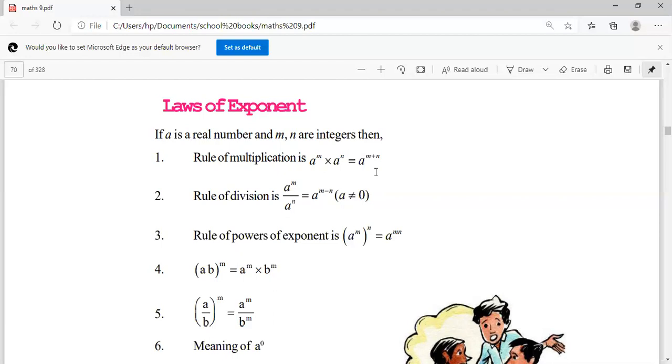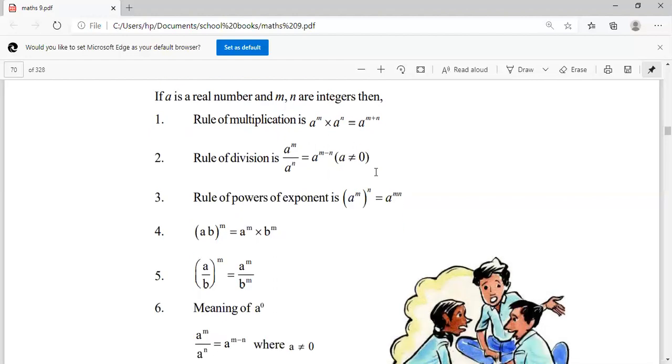The second is the division rule. Here the base is the same but the powers are different, and it is the division rule. So what happens in the division rule? The powers will always be subtracted. The third rule is about the power of an exponent. If a to the power m, whole to the power n, is there, then those two powers will be multiplied to each other, and it will be written as a to the power m into n. This is your third formula.